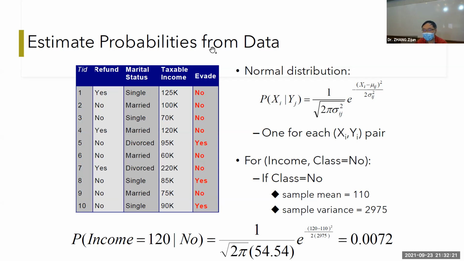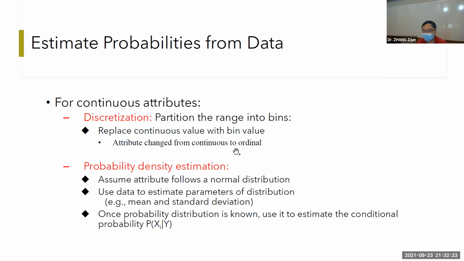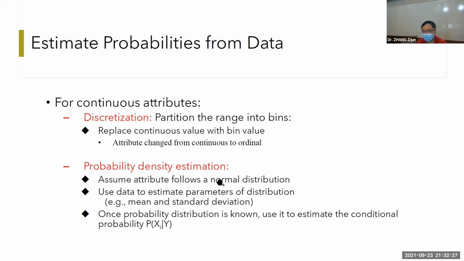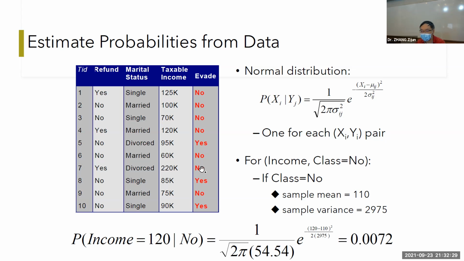So to estimate probability from data when we consider continuous attributes, we adopt probability density estimation. Here, we assume that P(xi | yj) follows a normal distribution. Then two parameters need to be estimated, the sigma and the mu.